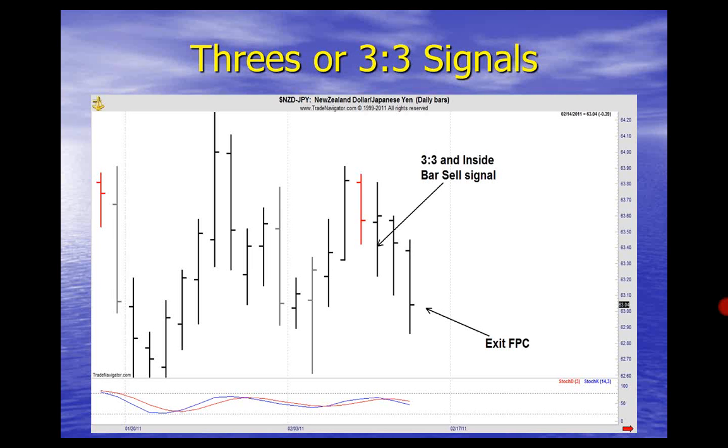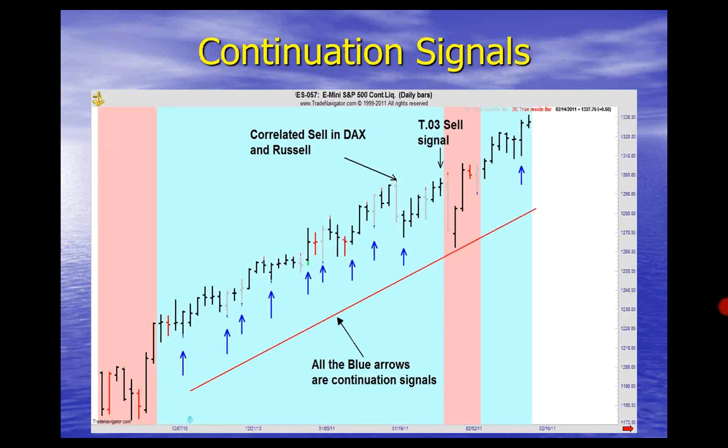We leave our stop above or below the setup bar. That's the bar before we enter. We don't move the stop on these trades until we get the first profitable close, and we exit at that stage. So that's the threes trade.